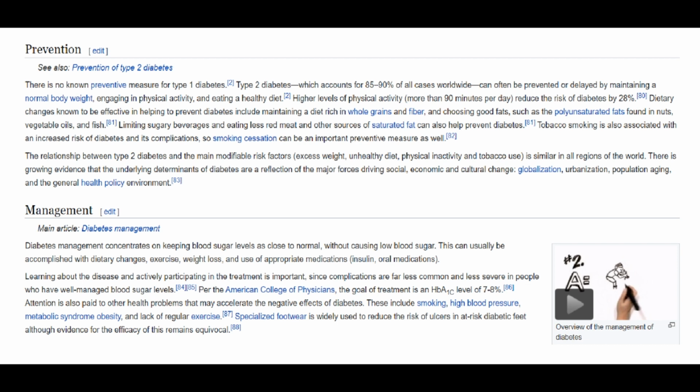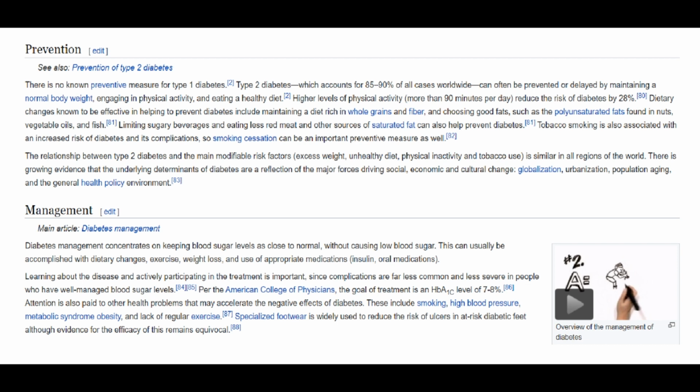Learning about the disease and actively participating in the treatment is important, since complications are far less common and less severe in people who have well-managed blood sugar levels. Per the American College of Physicians, the goal of treatment is an A1C level of 7-8%.